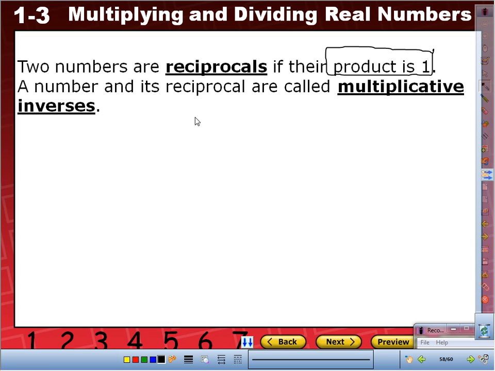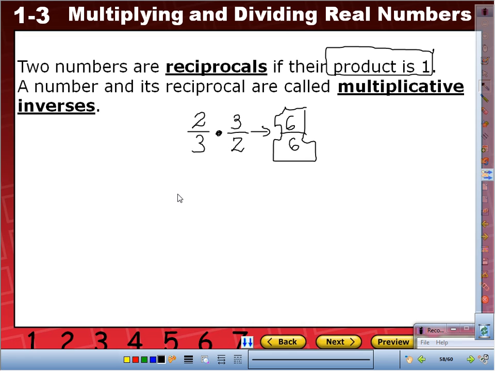Everybody look up, please. Let's say I wrote the number 2/3. So the reciprocal of 2/3 is 3/2. Why? Because if we multiply this, 2 times 3, that's 6. 3 times 2 is 6, and that is 1. So far, so good? So these are reciprocals because the product means if we multiply, the answer is 1.